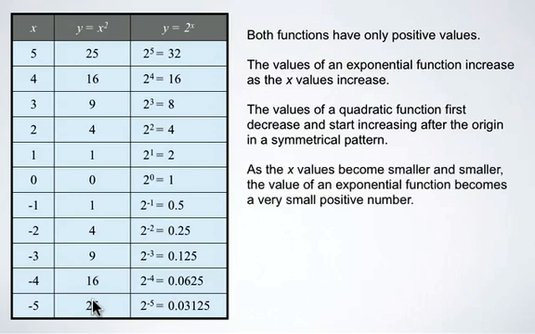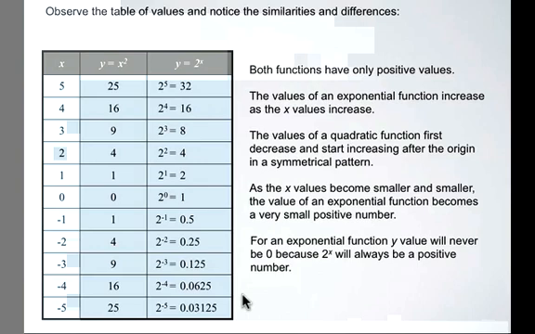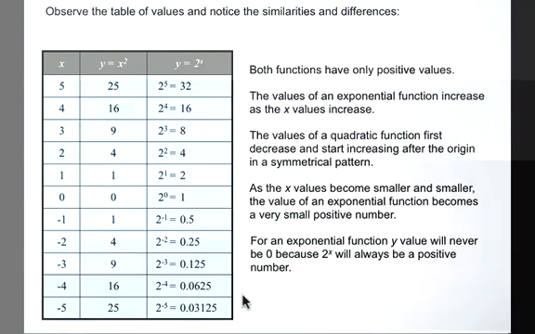As the x values become smaller and smaller, the value of the exponential function becomes a very small positive number. So notice, these continue to get cut in half, from 1 to 0.5. Half of 0.5 is 0.25. Half of 0.25 is 0.125. So this is going to continue getting smaller and smaller, but it will not reach 0. For an exponential function, the y value will never be 0 because 2 to the x will always be a positive number.